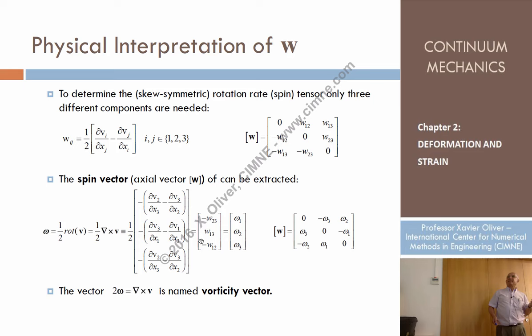By selecting that, I can define a vector, which, by the way, turns out to be exactly one half of the rotational of the velocity. That's not new for us. So we obtain the rotational of v, which is the axial vector extracted from this tensor, which is called the spin vector. So if I know the spin vector, I know these three components, and I can reconstruct the spin tensor. Okay?